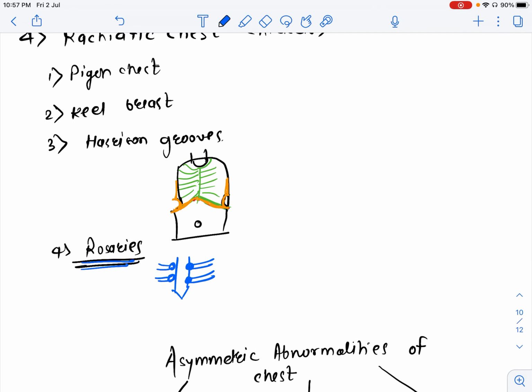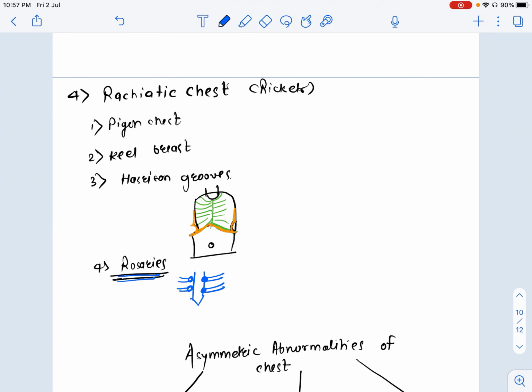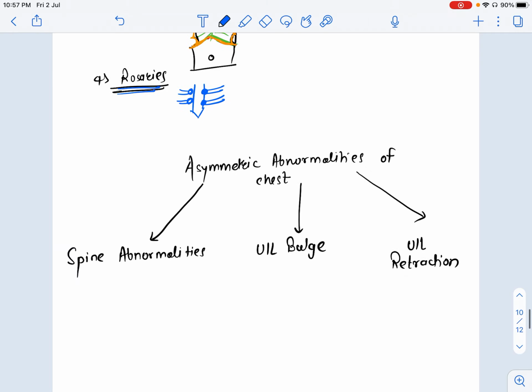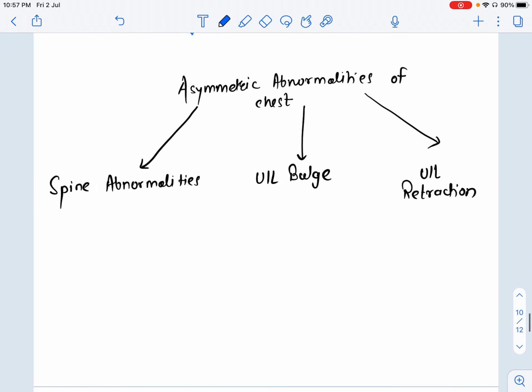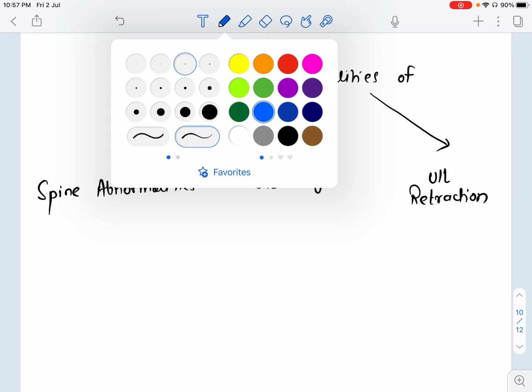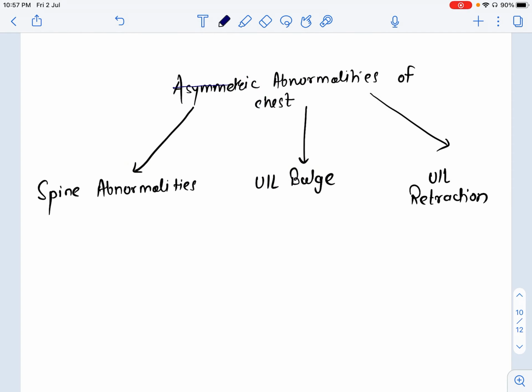So these are the four findings that we get in a patient of rickets. These are just things that can occur. Now the simple and last part, asymmetric abnormalities of chest. The four types of chest that we have seen above, they are symmetric. Now these are the asymmetric abnormalities of chest. Now any kind of spine abnormality.